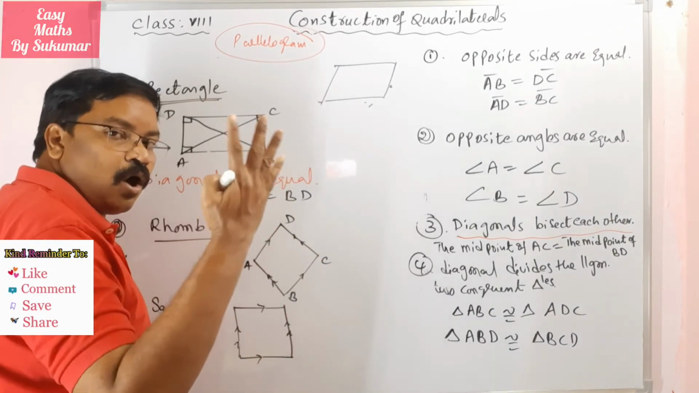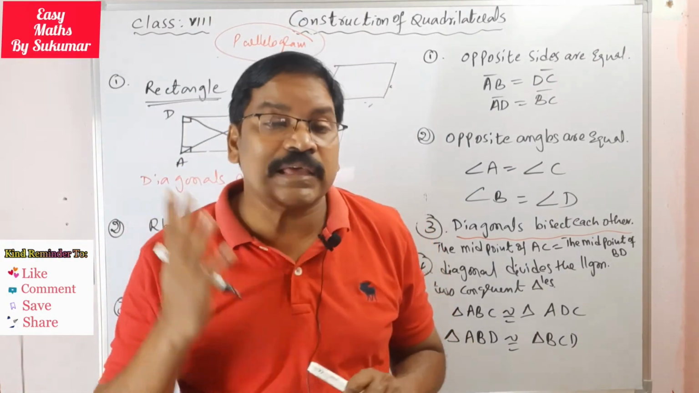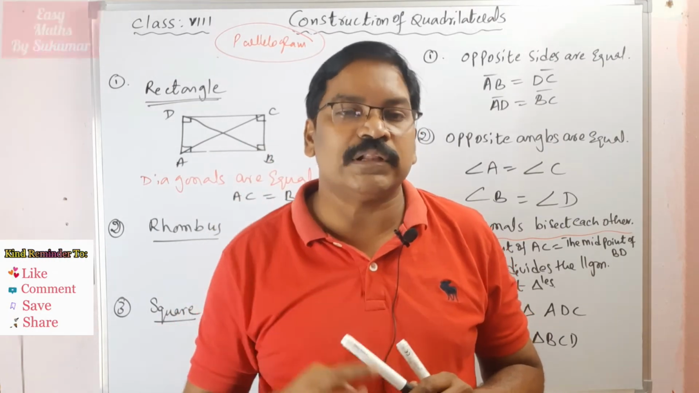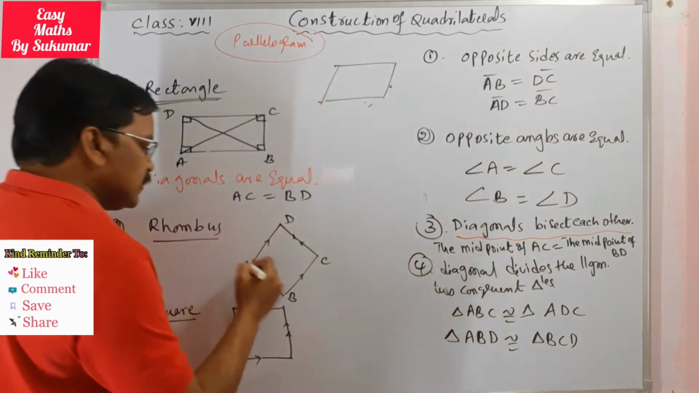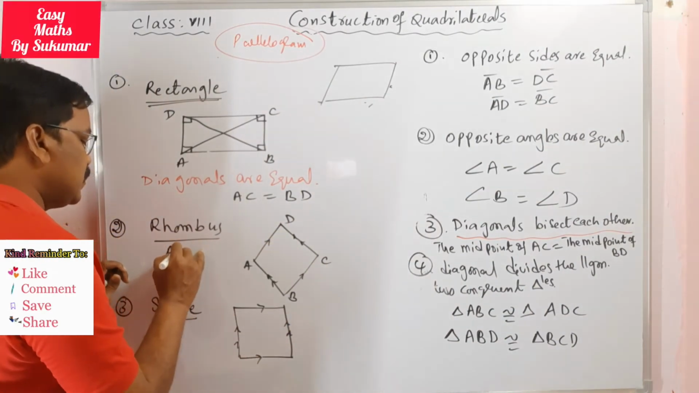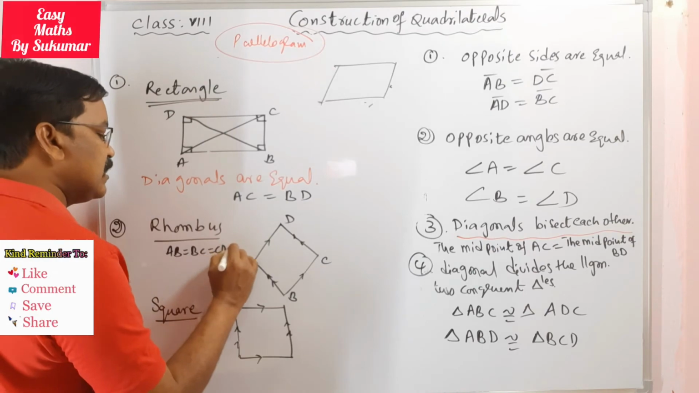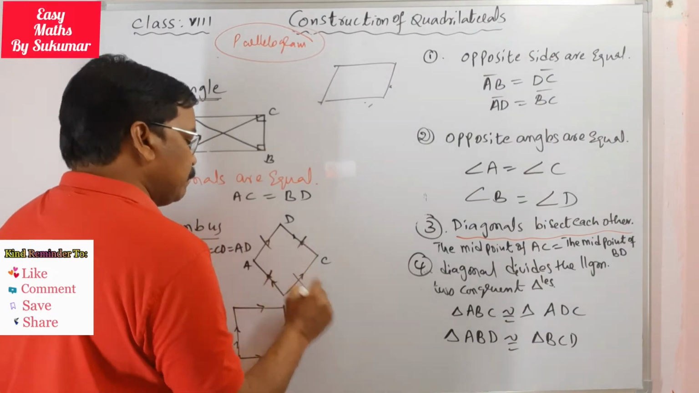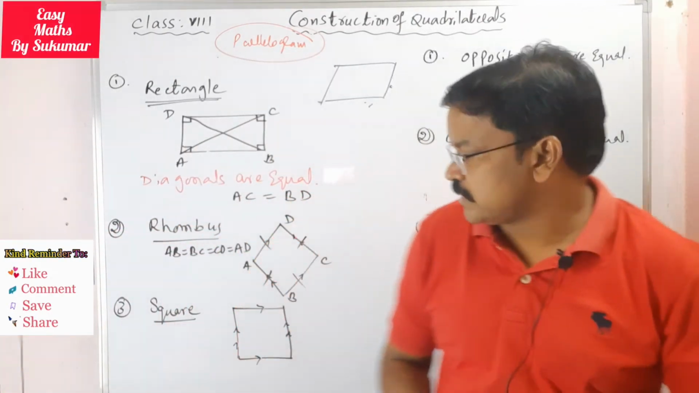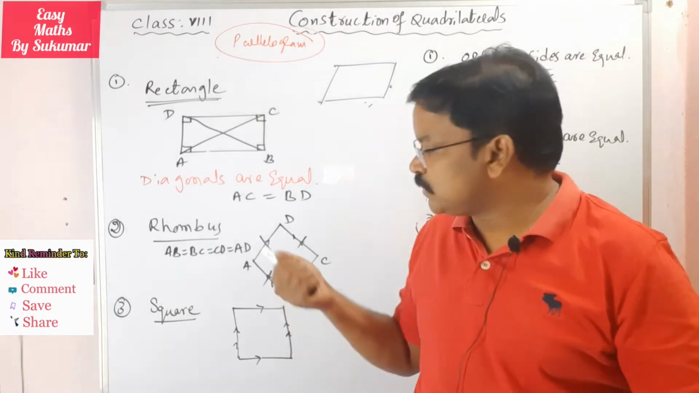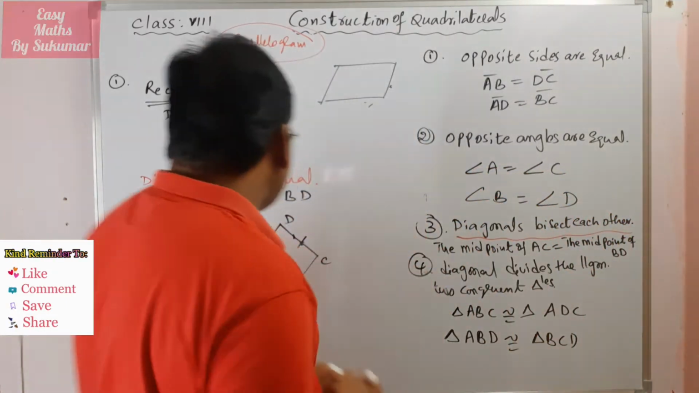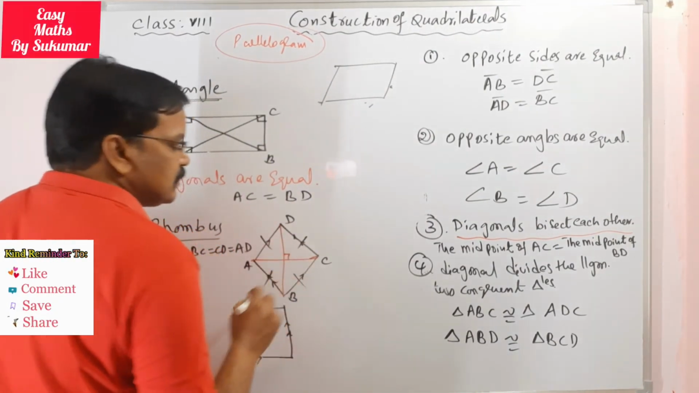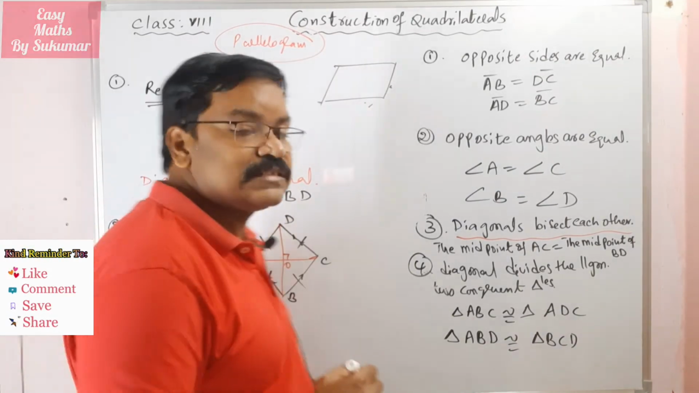In a rhombus, all the four sides are equal, like a square. See here, in this rhombus, AB, BC, CD and AD, all these four sides are equal, right? And what is the other very important property in a rhombus? The diagonals, AC and BD. The diagonals bisect at right angles.